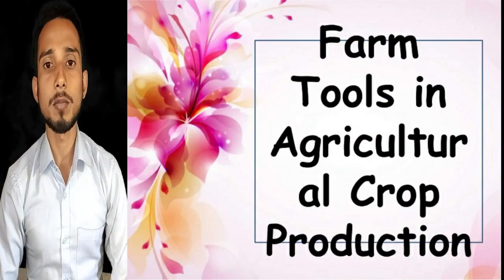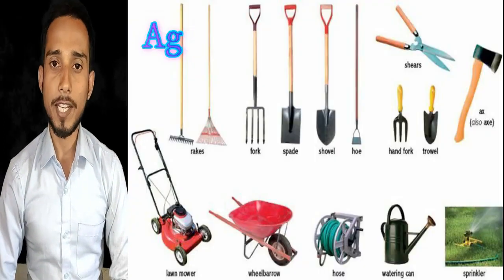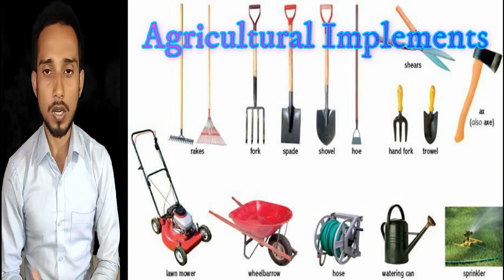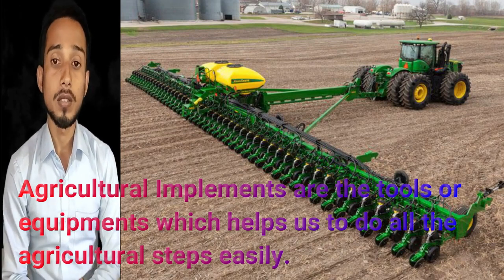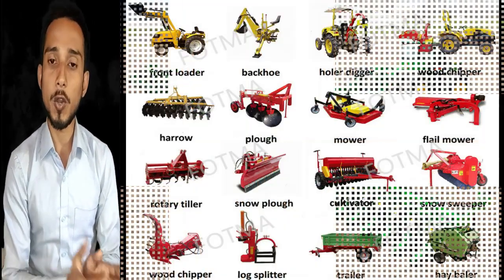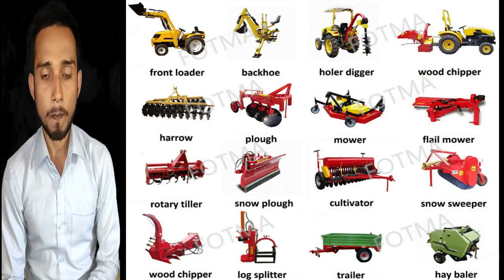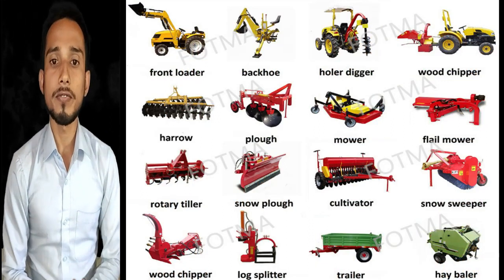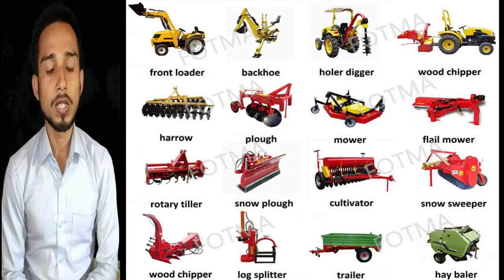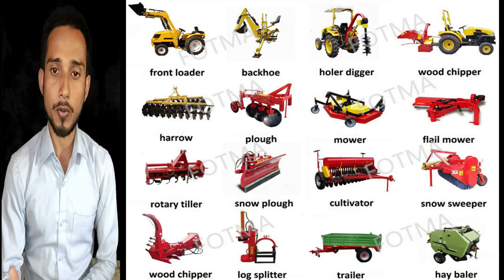Now, let us understand about agricultural implements. Actually, agricultural implements are those tools or equipment which help us to do those 7 basic practices which are required for the cultivation of crops. Some examples of agricultural implements are plough, hoe, cultivator, combine, seed drill, etc.